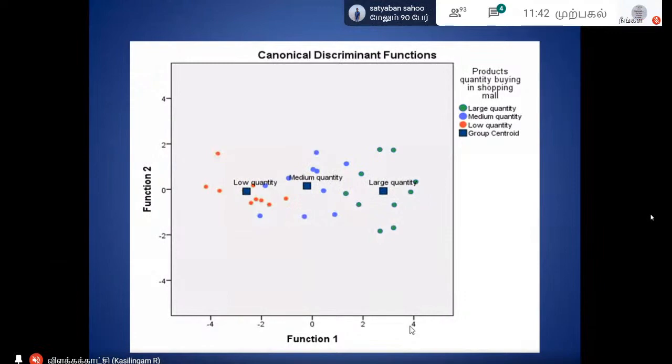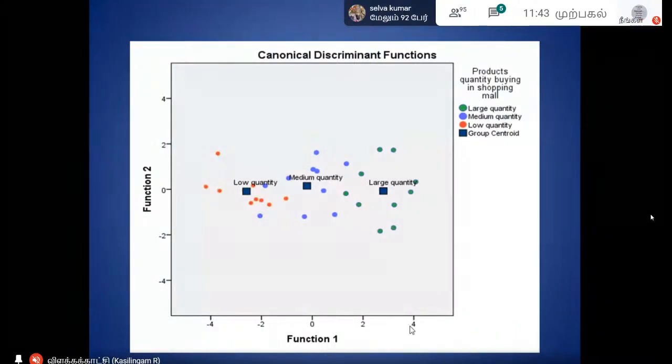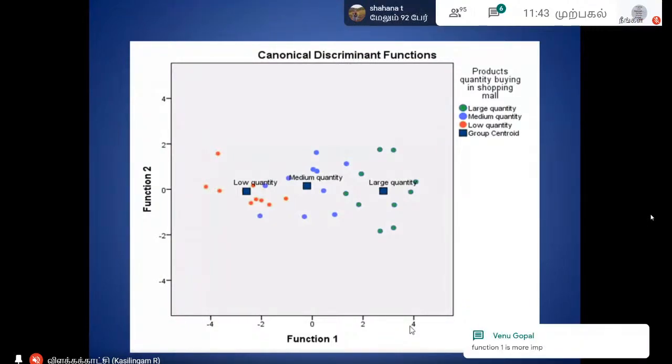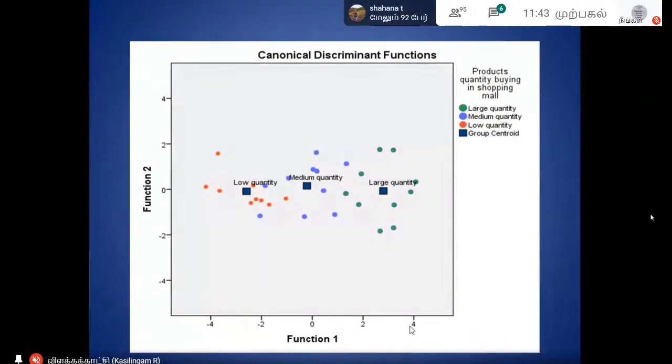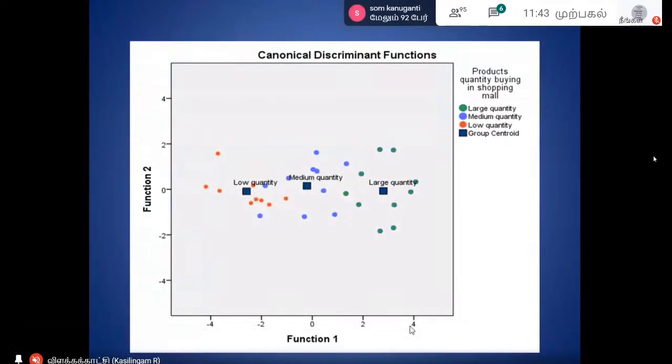So function 1 discriminates low quantity and large quantity. Yes. Next. It discriminates between all the 3, because the difference is there. Though there is a very large difference between low and large, we cannot tell low and medium. Okay. Now function 2.